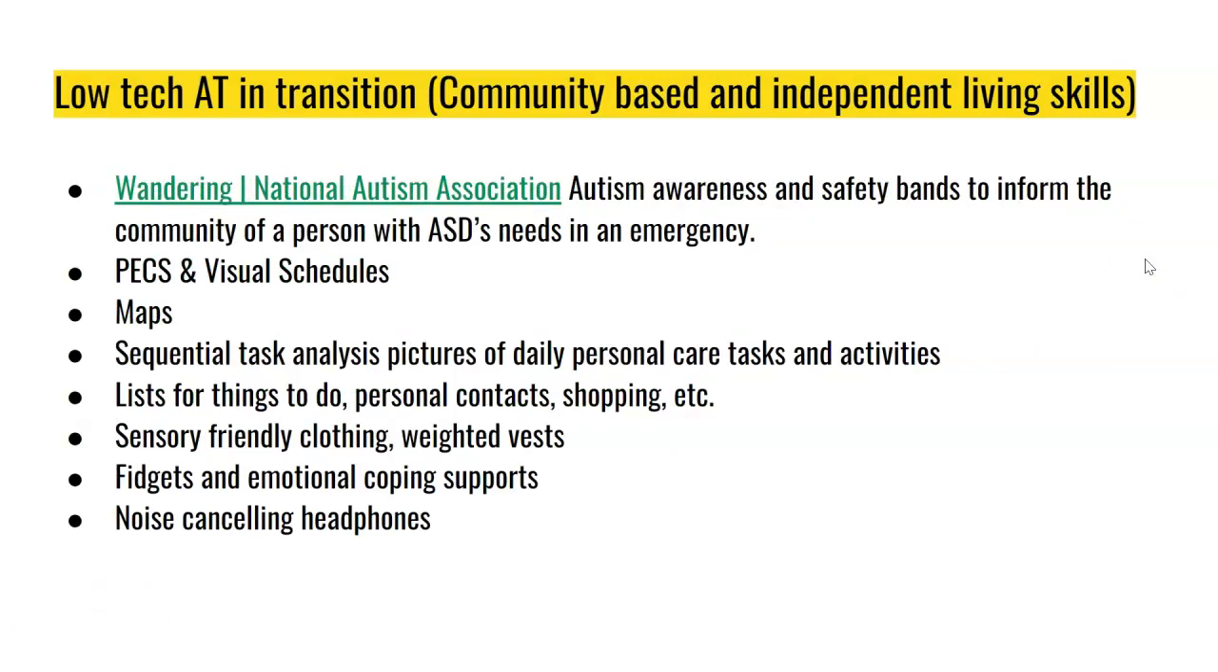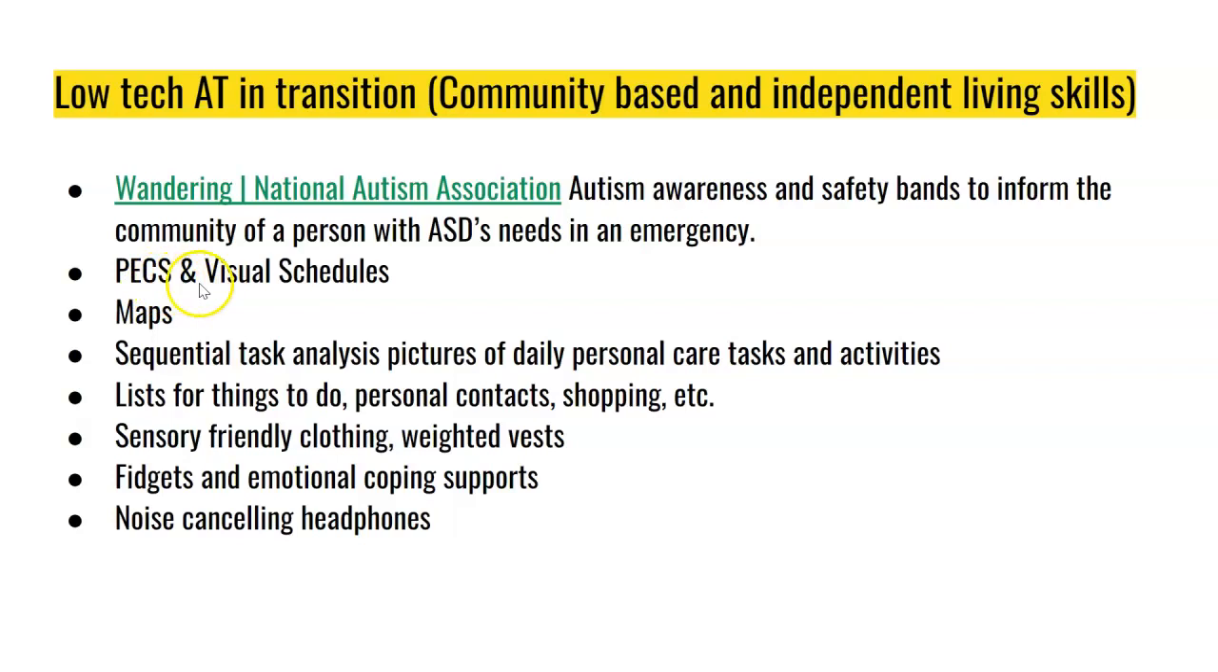Now let's talk about transition, so both community-based and independent living skills. I found a few low-tech things. This is a link to a webpage if anybody wants to look at it. It has some free materials for educators and families. It's the National Autism Association, and it's their page on wandering. It offers, among other things, autism awareness and safety bands to inform the community of a person with ASD's needs in an emergency.